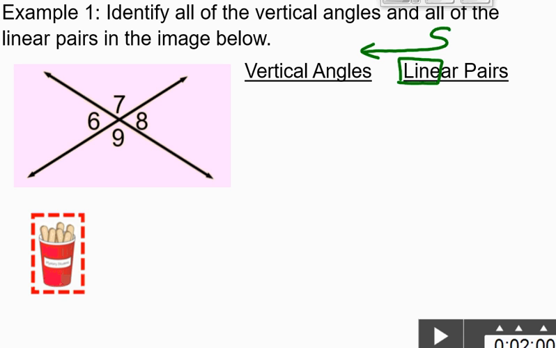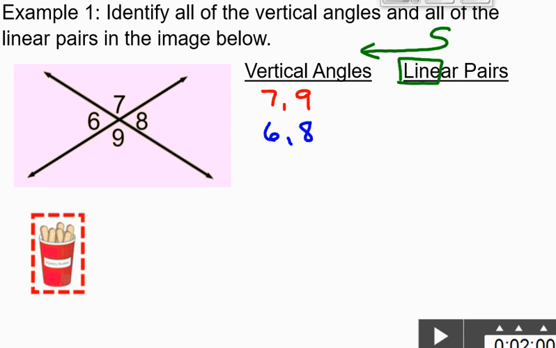All right, so my vertical angles are the ones that are opposite each other. So angles 7 and 9 are vertical angles. These angles are also opposite each other, so they are also vertical angles. My linear pairs are the ones that add up to 180 or make a straight line. So that's a linear pair. That's a linear pair. That's a linear pair. And that's a linear pair. So I actually have 4 instances of linear pairs up there. So you could have chosen any one of those 4.